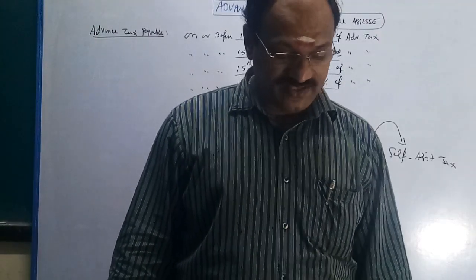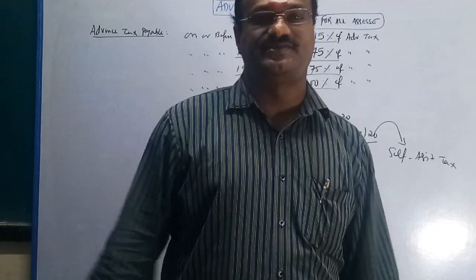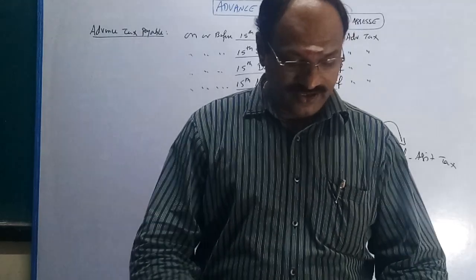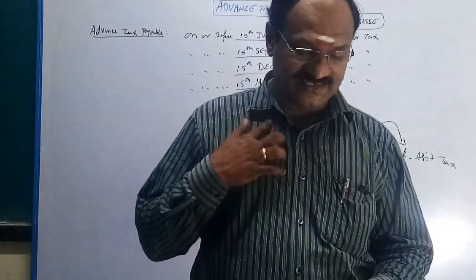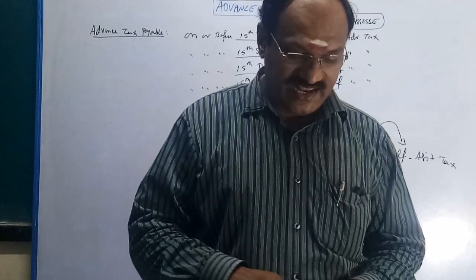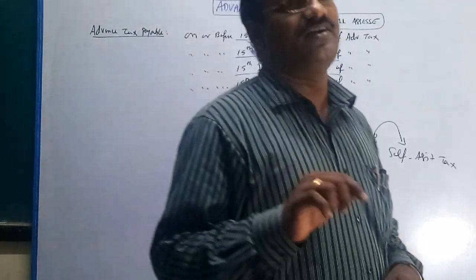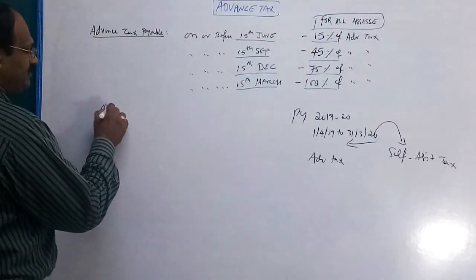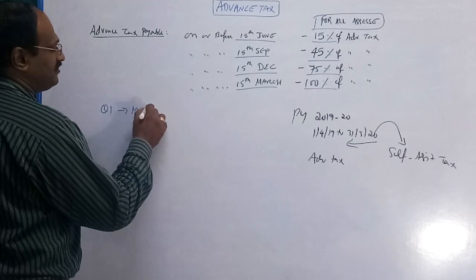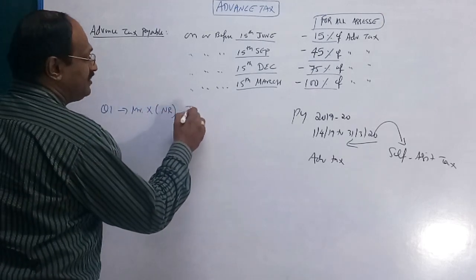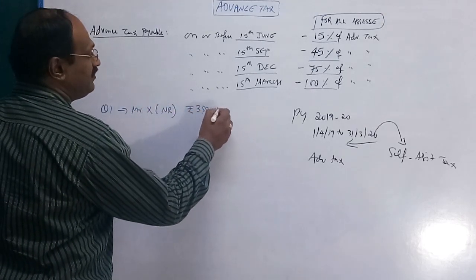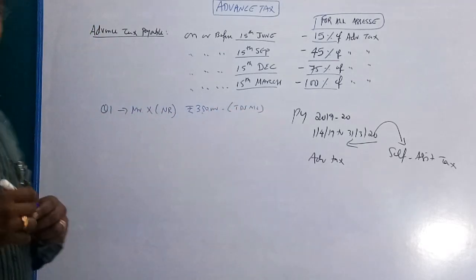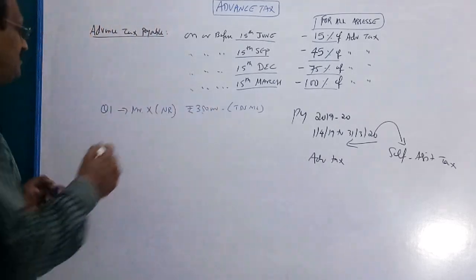Okay. Discuss whether the following assessee is liable to pay advance tax. Where the total income of Mr. X, a non-resident, is rupees 3,50,000, TDS nil. See, question number 1. Mr. X, non-resident, income is 3,50,000. TDS nil. Whether the advance tax provision is applicable or not.